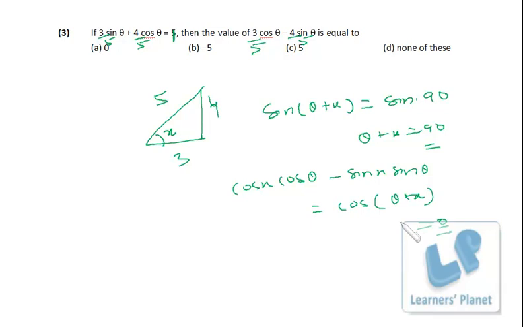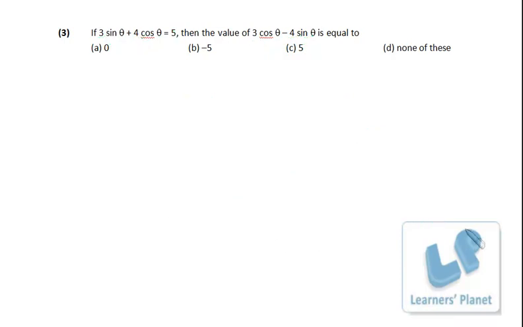And the other way, that also I explain. Now here you can see that the coefficients are changed. Here sin theta 3 and here cos theta into 3, 4 cos theta and 4 sin theta. So the coefficients of sin theta and cos theta are interchanged. So what you can do, just square both the sides. So it is 9 sin square theta plus 16 cos square theta plus 3 into 4 into 2, that is 24 sin theta cos theta is equal to 25.